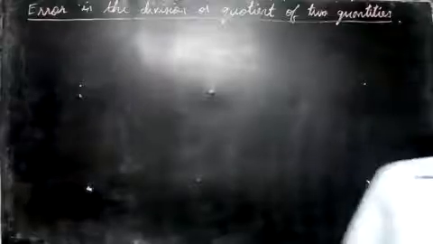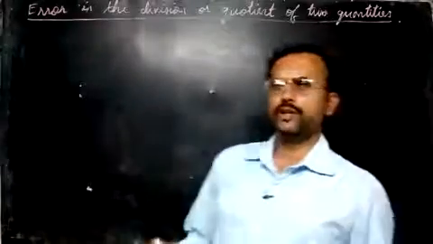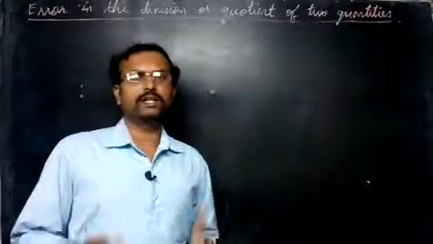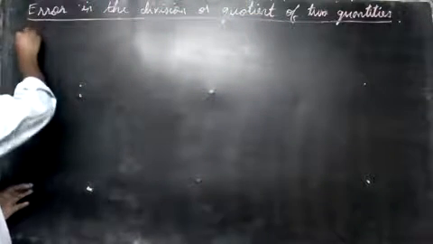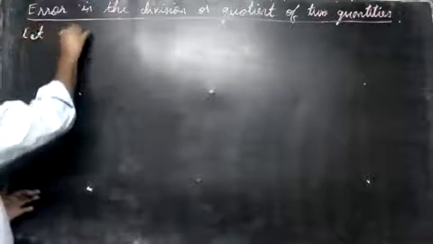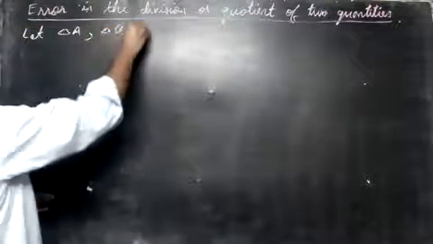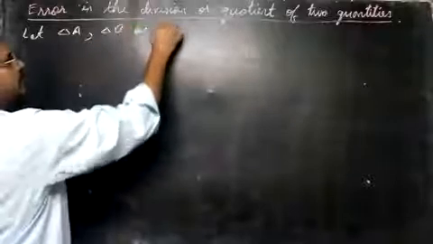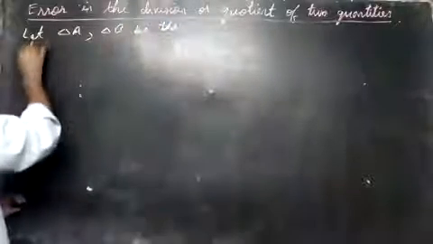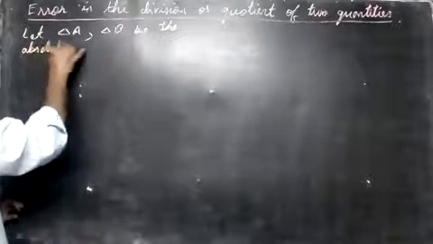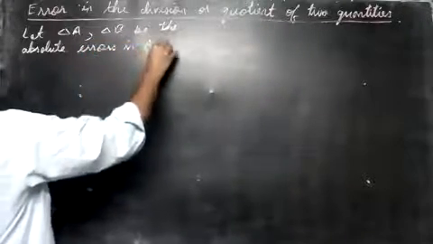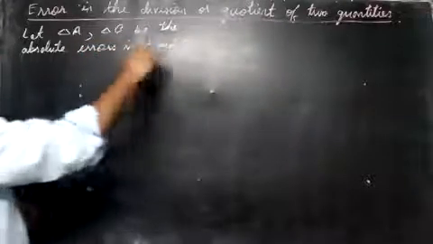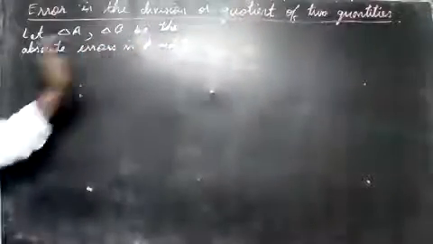Let us now study error in the division or quotient of two quantities. So when I divide two quantities, what will be the error that we will find here? First step here: let delta A and delta B be the absolute errors in A and B. Okay, so A and B are two quantities, and delta A and delta B are the absolute errors in A and B.